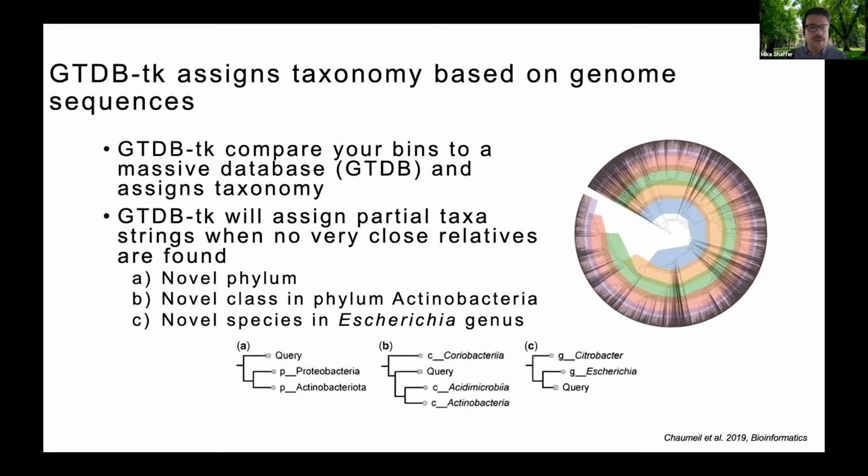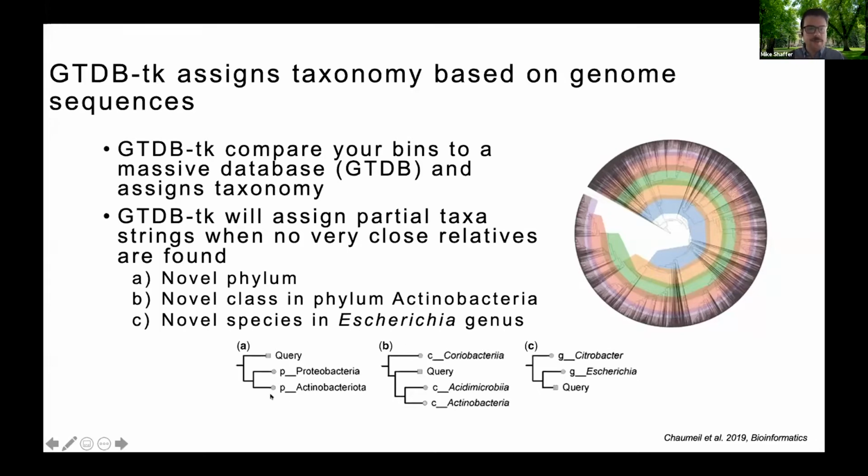GTDB-Tk will compare your bins to a massive database, GTDB, which contains around 25,000 different genomes from bacteria and archaea, including from other MAGs, and assign taxonomy based on that comparison. And an important thing that GTDB-Tk does is that it will assign partial taxa strings, so it won't give you your full taxonomy down to the species level when no very close relatives are found. For example, you can look at the 3 trees that are included at the bottom here.